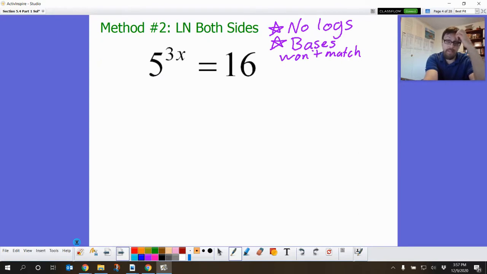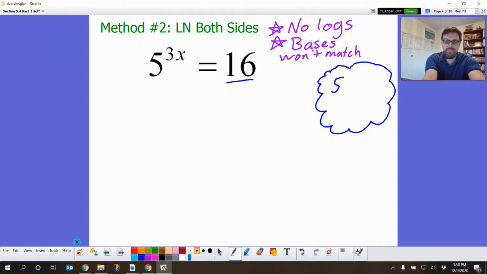Our next method is taking the natural log of both sides. Now this one looks very similar to the one that we just did. There are no logarithms, but we can't get the bases to match. You look at the bigger number 16 and you think about, okay, well, we want that 16 to be a 5 to the something, and I'm not quite sure what.